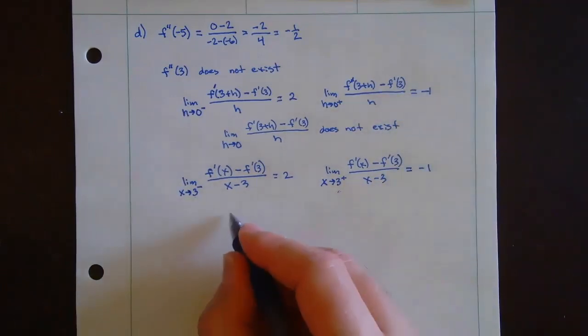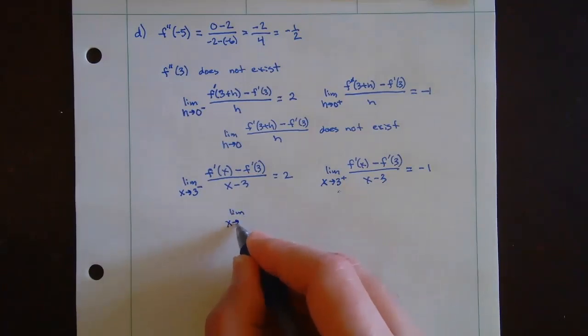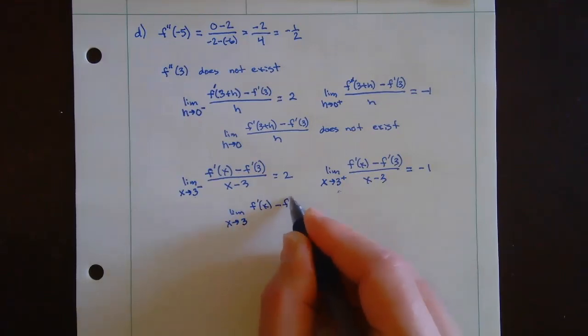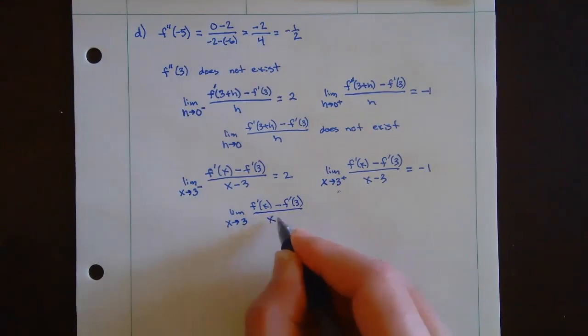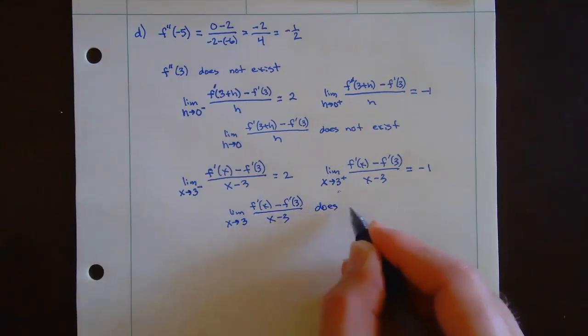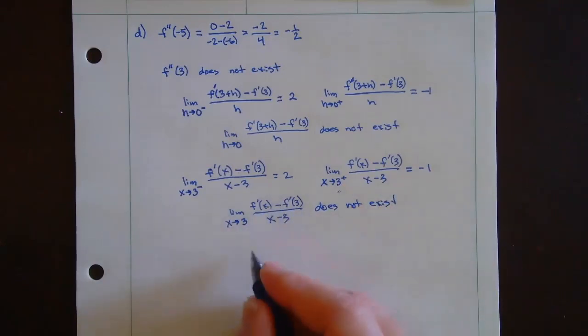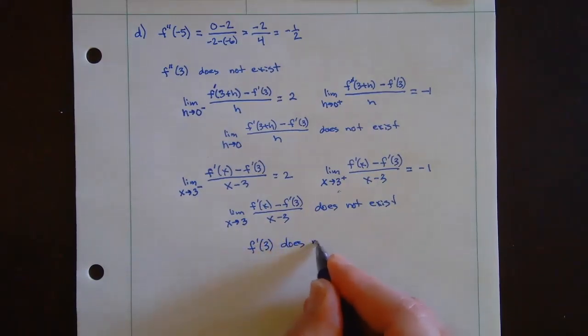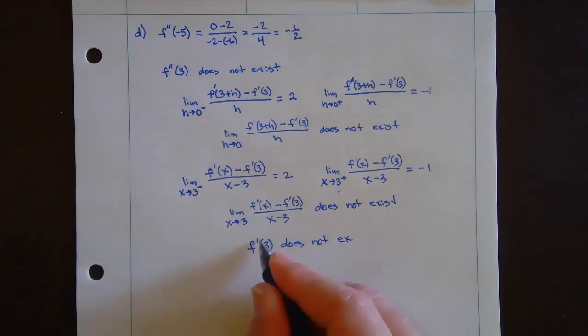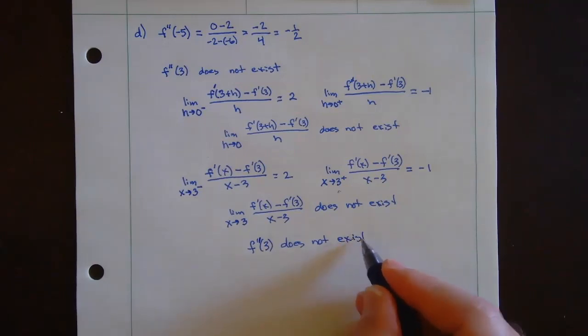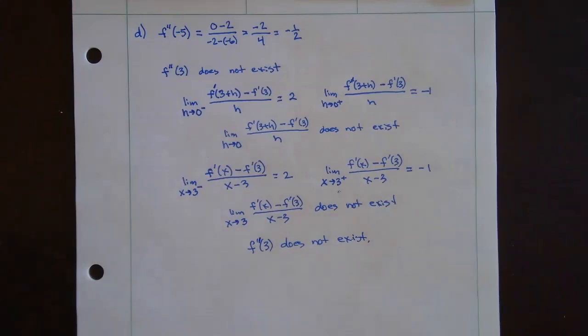And then we would say the limit as x approaches 3 of f prime of x minus f prime of 3 over x minus 3 does not exist. This is the definition of the derivative of f prime at 3, so f triple prime of 3 does not exist. So this is the formal write-up of why it doesn't exist. And that's D, and we are done for today.